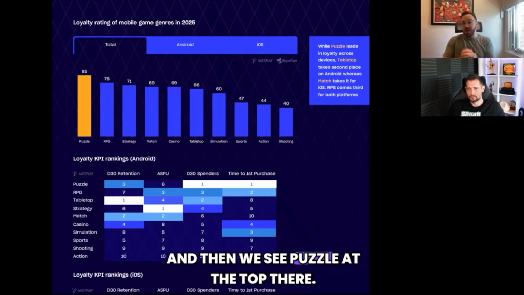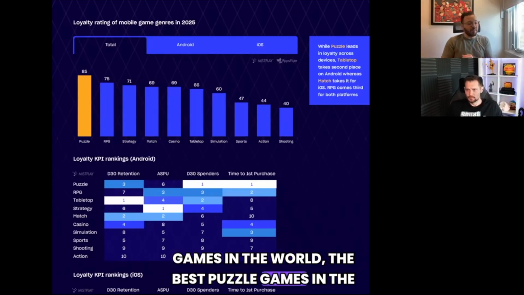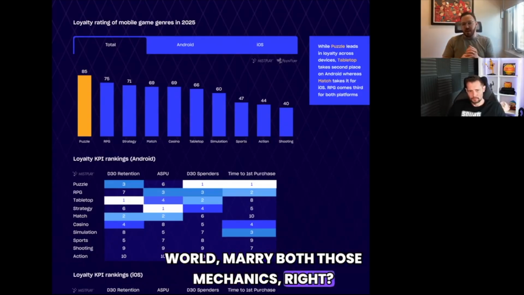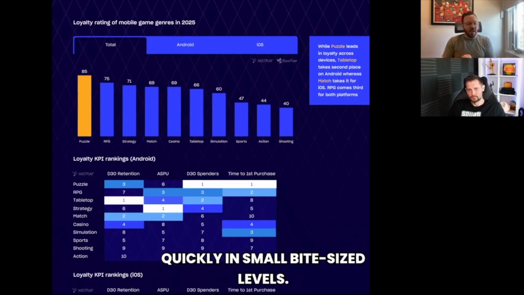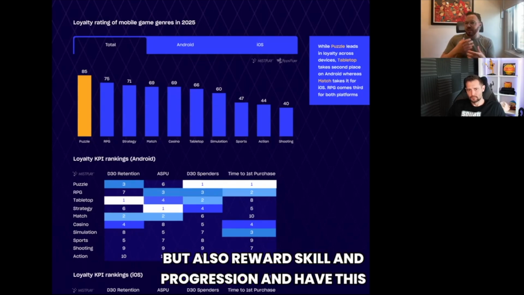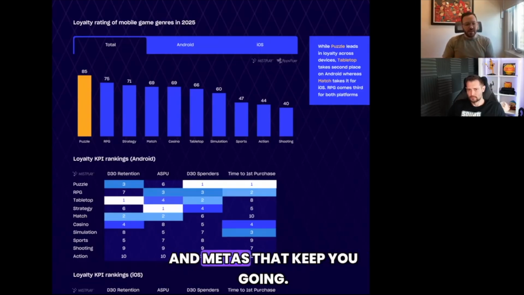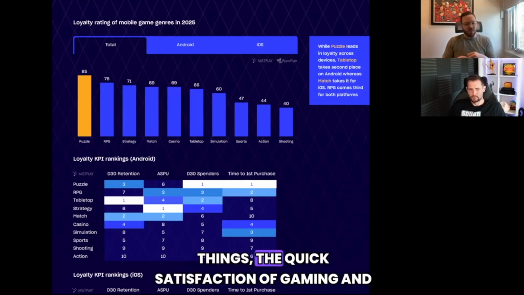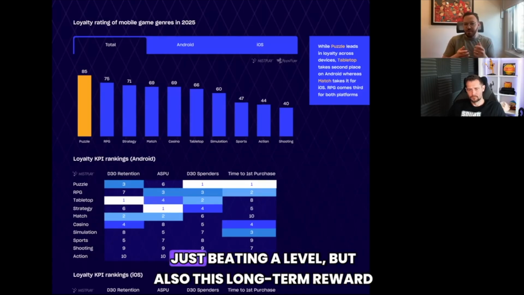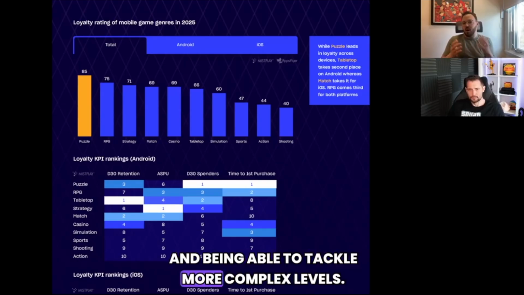And then we see puzzle at the top there. I think puzzle is a broad category, but the best puzzle games in the world marry both those mechanics, right? They're giving you the satisfaction relatively quickly in small bite-sized levels, but also reward skill and progression and have this narrative woven in, and these beautiful mechanics and metas that keep you going. So it's really about marrying both of those things: the quick satisfaction of beating a level, but also this long-term reward for actually doing better, progressing in a story, and being able to tackle more complex levels.